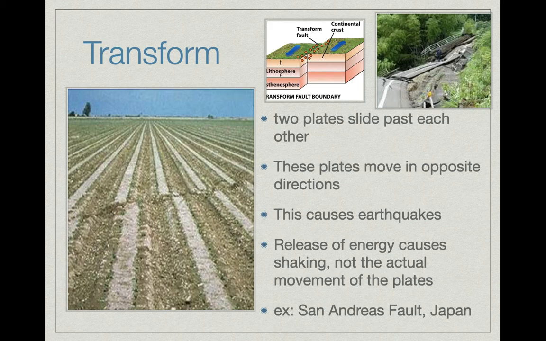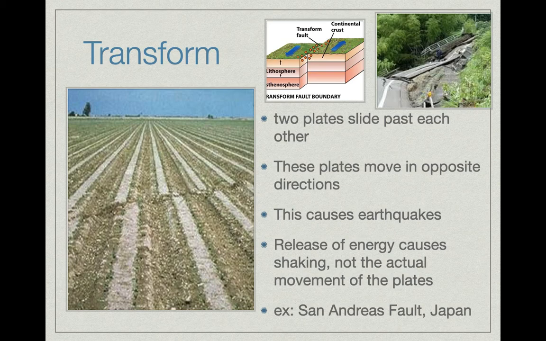So transform boundary. If I'm writing stuff down, I'm writing the first star, the second star, third star, last star. Transform boundaries are when two plates slide past each other. These plates move in opposite directions. They cause earthquakes and a release of the energy. So it's not actually the movement of the plates, but the buildup of the pressure. Think about when somebody shakes up a soda and they undo it, and the release of that carbon dioxide causes the bubbles to come out. That's kind of what happens here. It's the release of the built up energy.